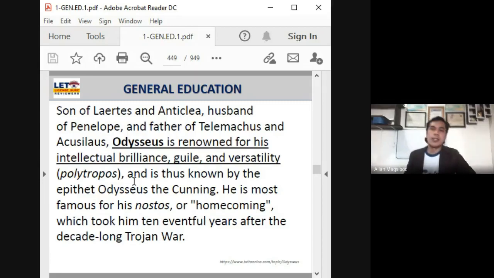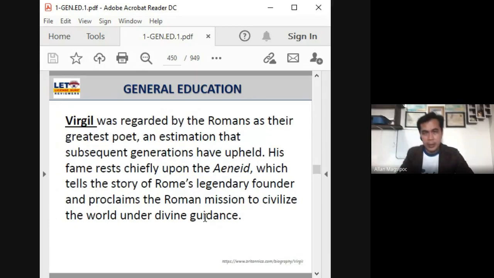That's why Odysseus is renowned for his intellectual brilliance, guile, and versatility. That is just one of the events in the story of the Odyssey. Iliad and Odyssey story. Okay? While Virgil is regarded by the Romans as their greatest poet. He also wrote the Aeneid. His fame rests chiefly on the Aeneid, which tells the story of Rome's legendary founder and proclaims the Roman mission to civilize the world under divine guidance.